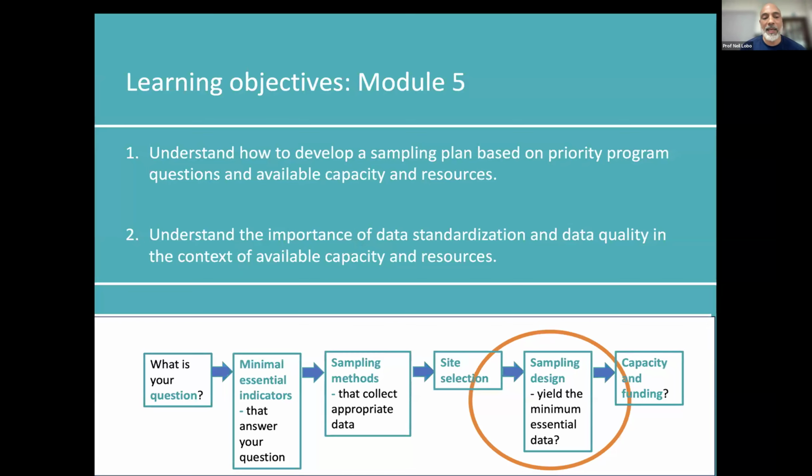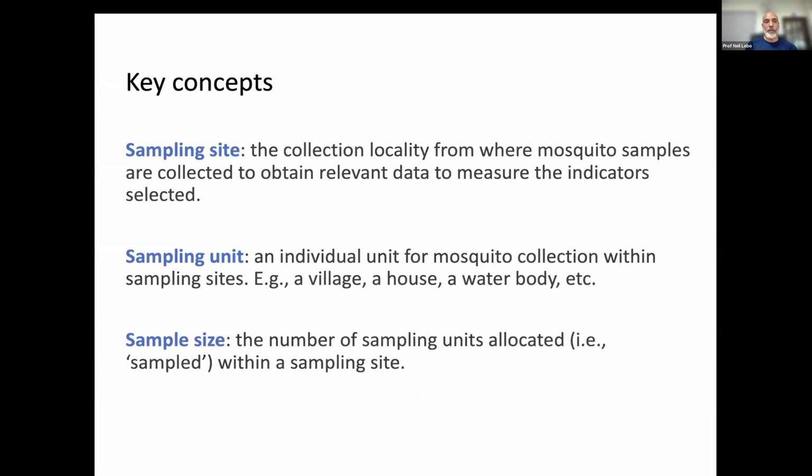So now with your sampling design, how do we develop a sampling plan based on my question, based on the available capacity and resources? And it's really important to understand data standardization and quality, of course, because you want the best data to make the best decisions. So some key points are sampling sites, sampling units, and sample size.